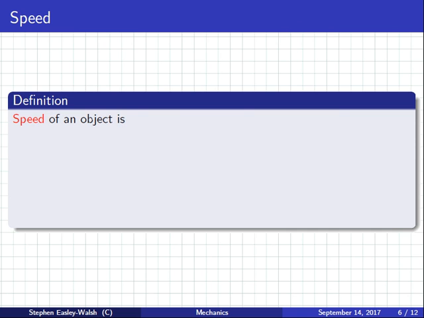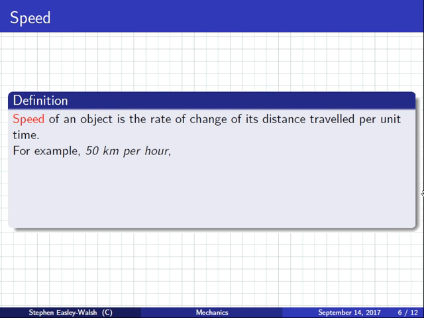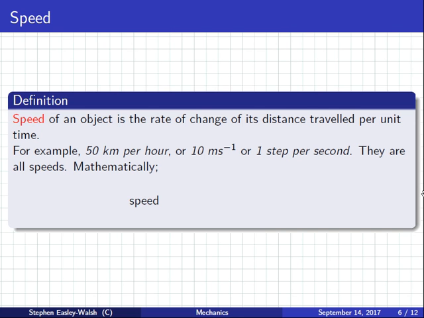So a speed is the change in the distance per time. For example, 10 kilometers per hour is a speed, because it's 10 kilometers in 1 hour. Other examples are 50 kilometers per hour, 10 meters per second, or one step per second. As a formula, speed is defined as distance traveled over time taken. Okay, so you need to write this one down. This is our speed definition. You don't need to write the example down. The English and the formula, please.